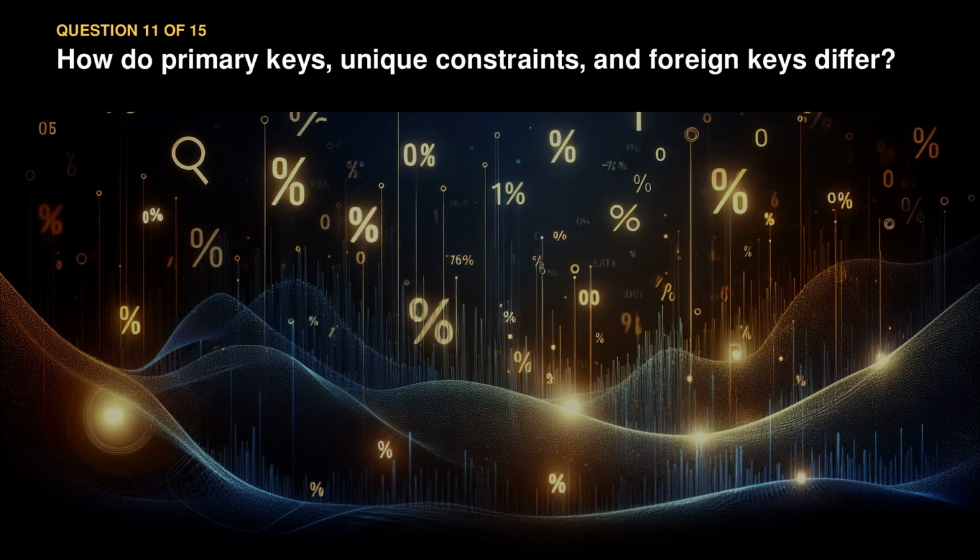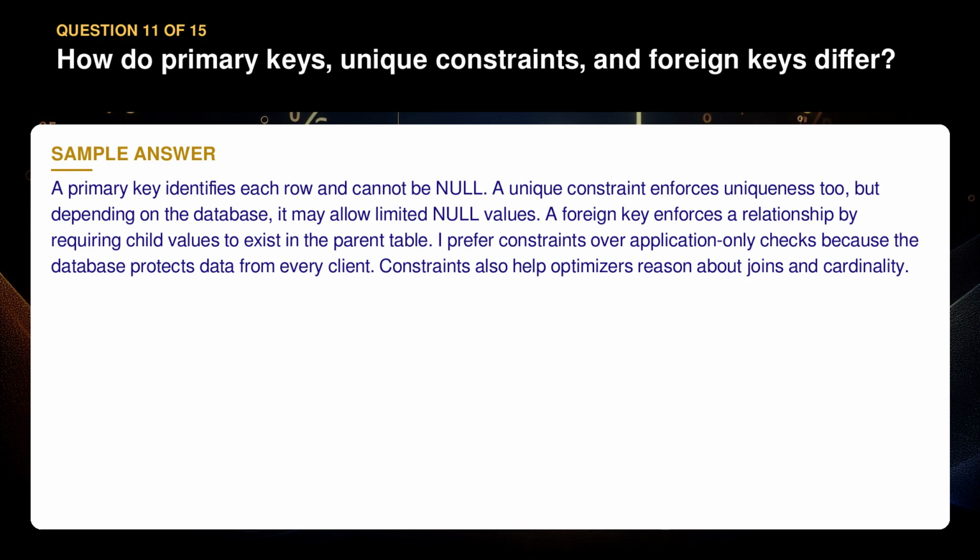Question 11. How do primary keys, unique constraints, and foreign keys differ? A primary key identifies each row and cannot be null. A unique constraint enforces uniqueness too, but depending on the database, it may allow limited null values. A foreign key enforces a relationship by requiring child values to exist in the parent table.